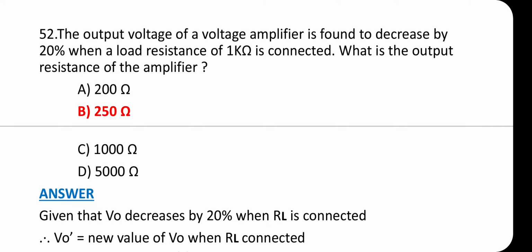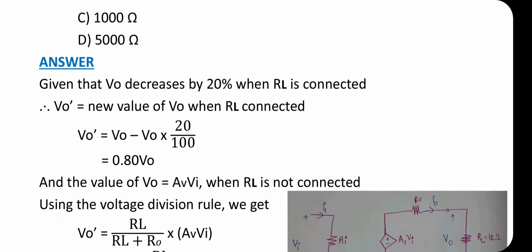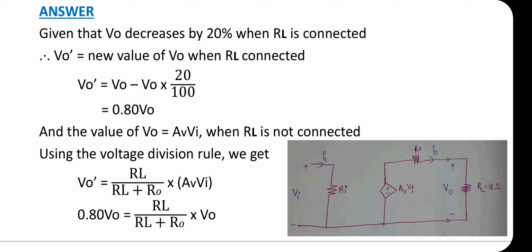Consider question 52. The output voltage of a voltage amplifier is found to decrease by 20% when a load resistance of 1 kilo ohm is connected. What is the output resistance of the amplifier? The answer is option B, 250 ohm. Given that V0 decreased by 20% when RL is connected, therefore V0 dash, the new value of V0 when RL is connected, is equal to V0 minus V0 into 20 by 100, which is equal to 0.80 V0, and the value of V0 equal to AV into VI where RL is not connected.